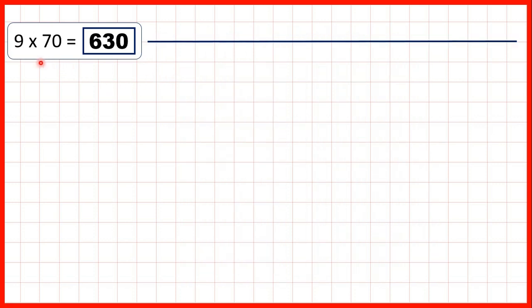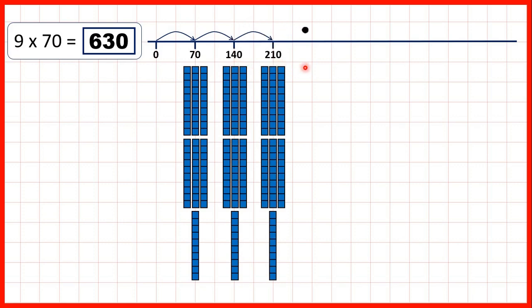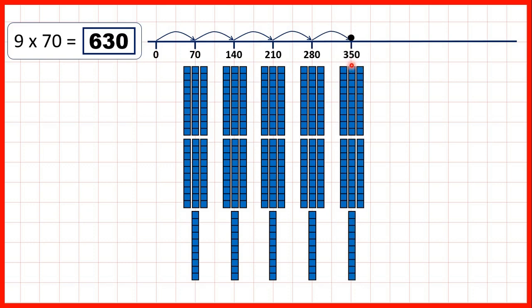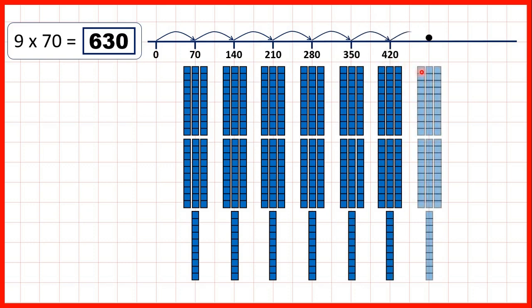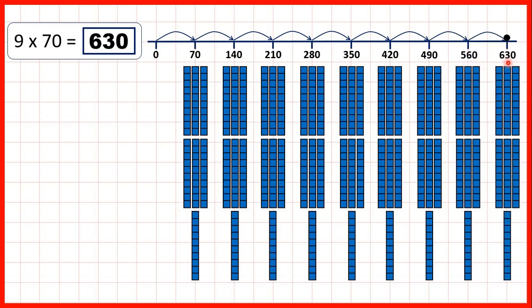Then we had 9 times 70. If we count 9 steps of 70, we have 70, 140, 210, 280, 350, 420, 490, 560, and then the 9th multiple of 70 takes us to 630, so that's our answer. And again, counting in steps of 70 is just like counting in steps of 7, but with a 0 in the ones, because we're counting not in ones, but in steps of 7 tens, or 70.